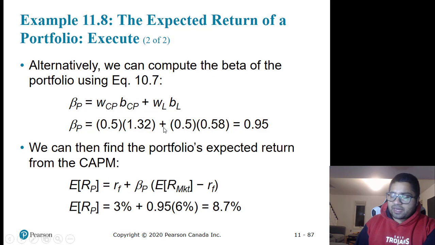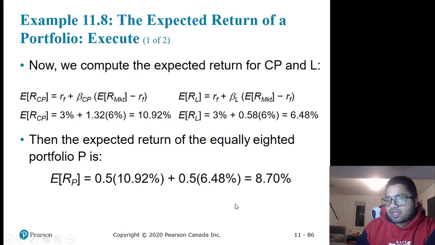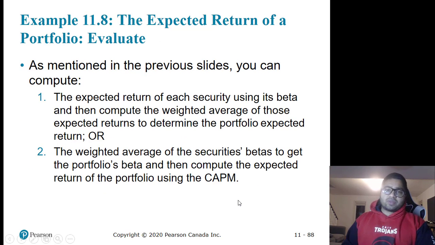Second, we can just use the weighted average to find the portfolio beta first. So the weight in asset A times the beta of asset A, plus the weight in Loblaws times the beta of Loblaws. We calculate that beta. Then we can find the portfolio's expected return from CAPM: the risk-free rate plus beta times the market risk premium. So 3% plus 0.5 times 6%. So both answers are the same. Two ways to do it.